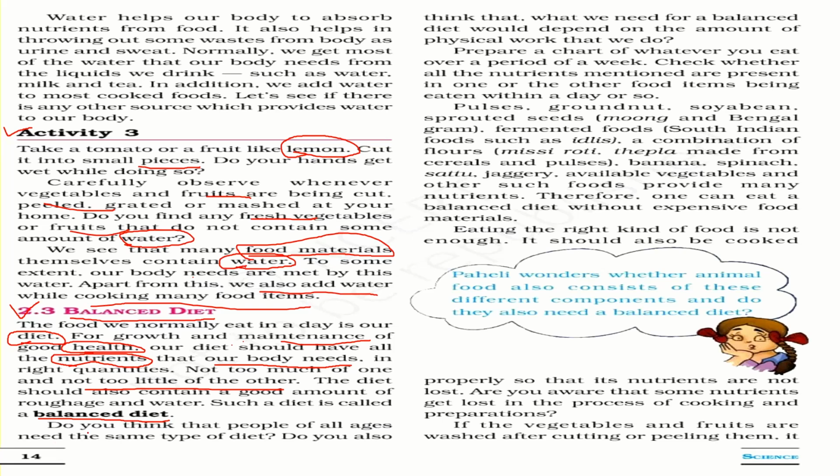Next, do you think people of all ages need the same types of diet? Ask your mothers or your siblings whether children, adults and aged persons all need the same type of diet and food. No, we need different types of diets. Do you also think that what we need in a balanced diet depends on the amount of physical work that we do? Yes, we need physical work too, like exercises, meditation and different types of exercises we can do.